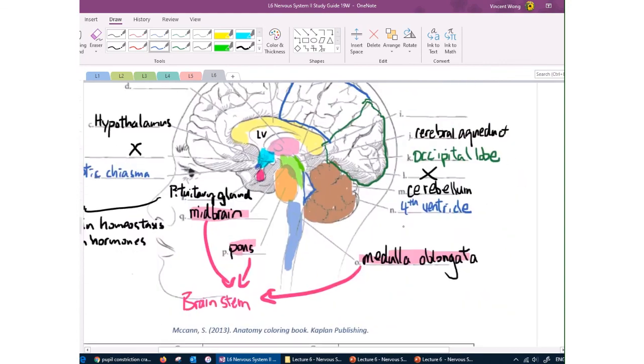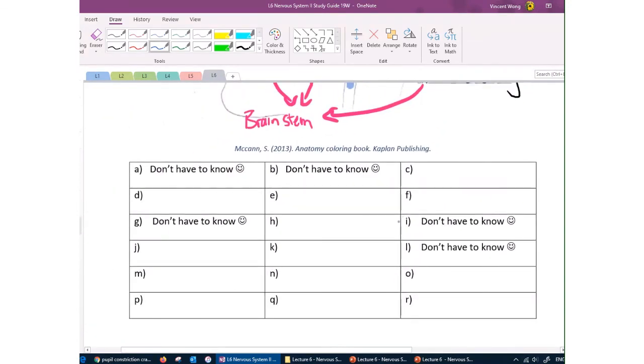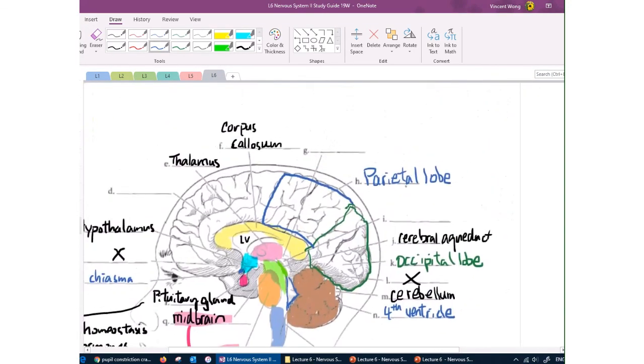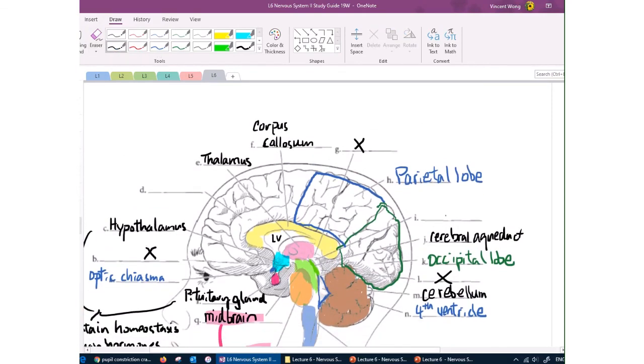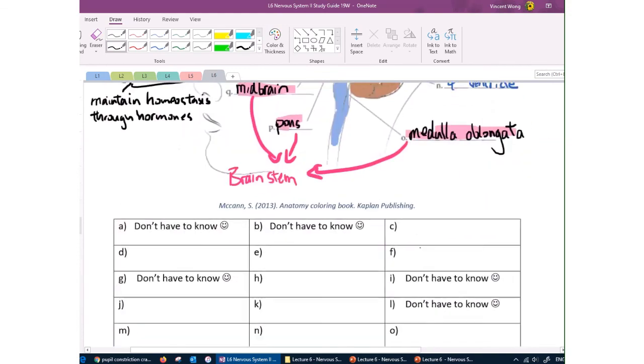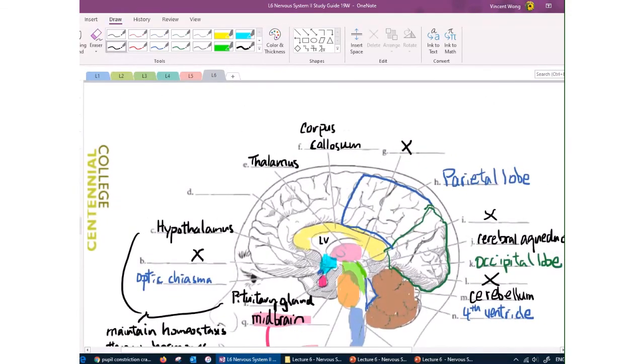And G, do we have to know G? We don't have to know it. Okay, we don't have to know it for now. So we're gonna cross that out. We don't have to know I as well. Let's double check. Yep. So we're gonna cross that out.